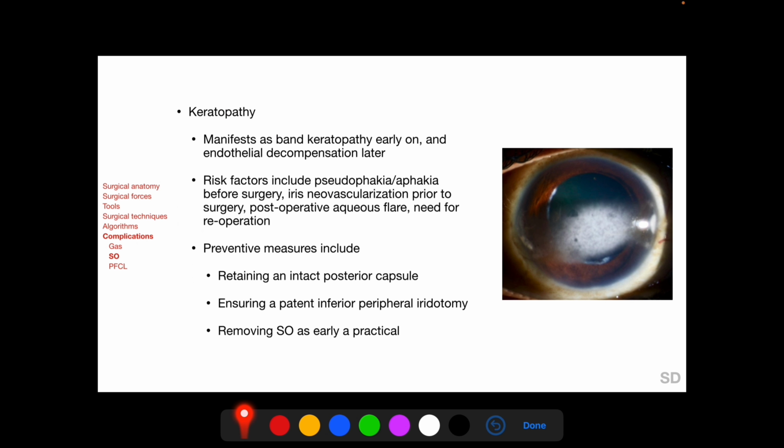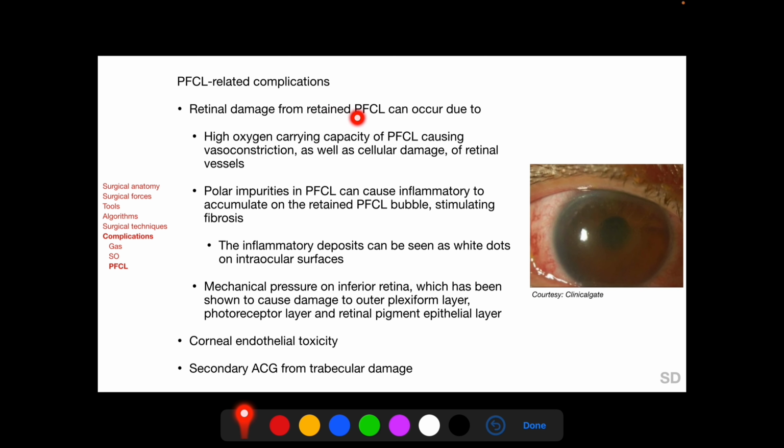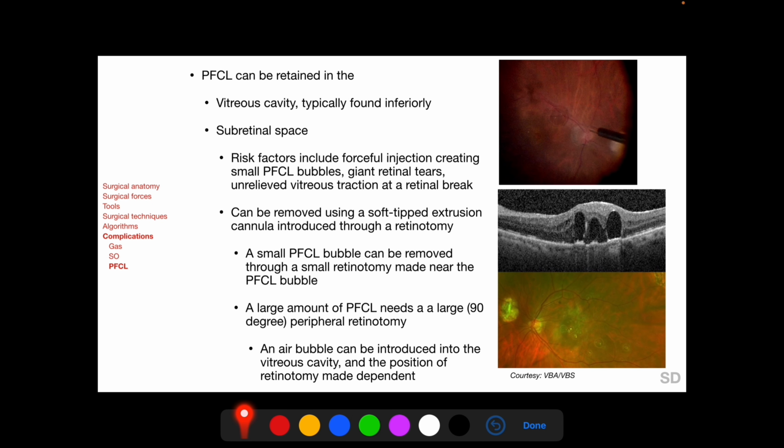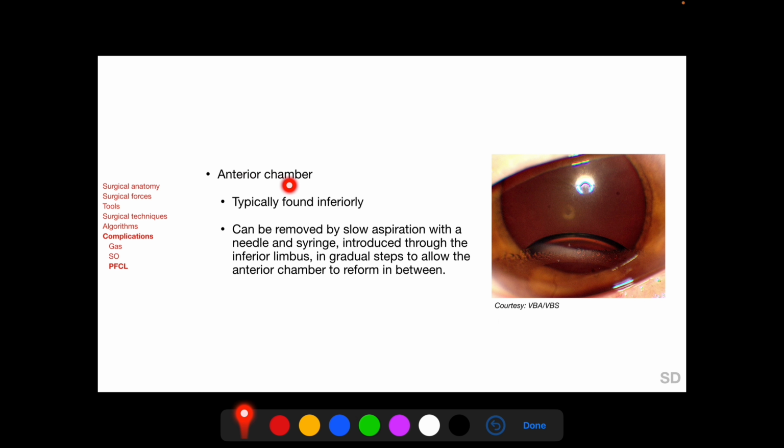Keratopathy due to silicone oil can manifest as band keratopathy early on, as seen here in this clinical photograph, or endothelial decompensation later. Retained PFCL can cause retinal damage from vasoconstriction, inflammation, or mechanical pressure on the retina, as well as corneal endothelial toxicity and secondary angle closure glaucoma from trabecular damage. Retained PFCL can be found in the vitreous cavity, as seen here in this clinical photograph, in the subretinal space, as seen here in this clinical photograph and on this OCT, or in the anterior chamber, as seen here in this clinical photograph, where it is typically located inferiorly.